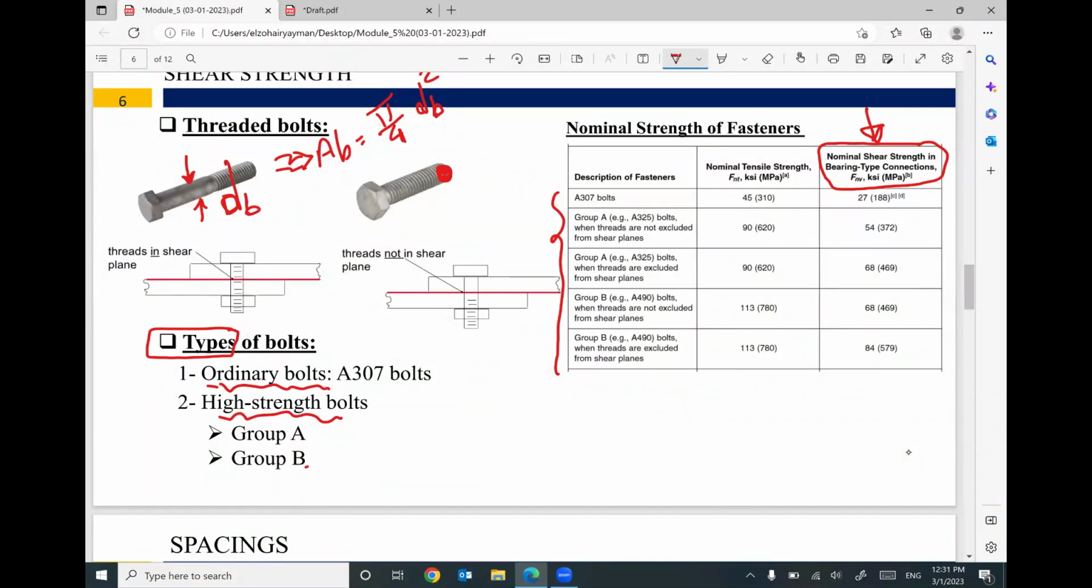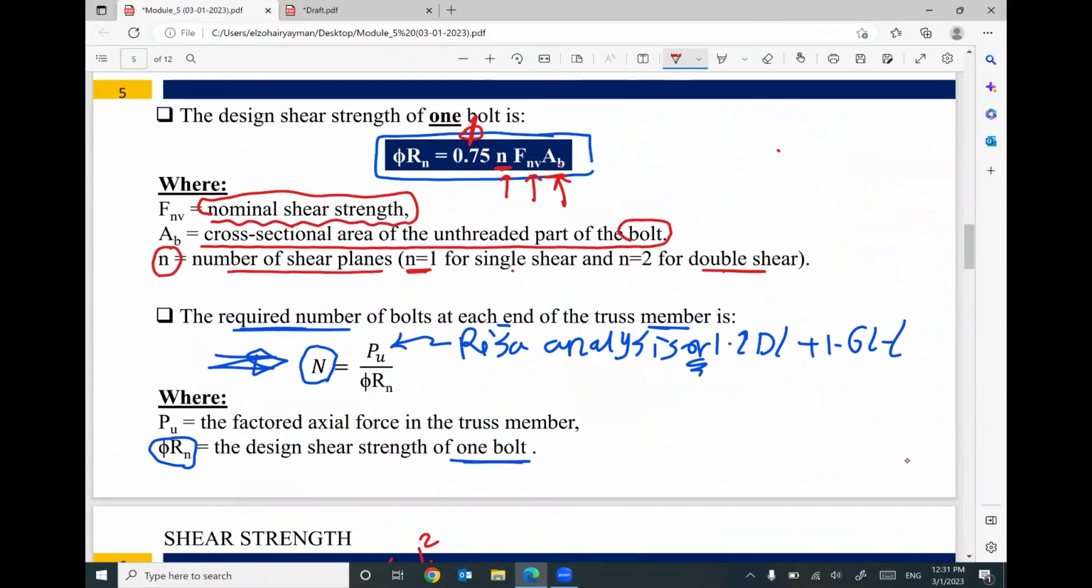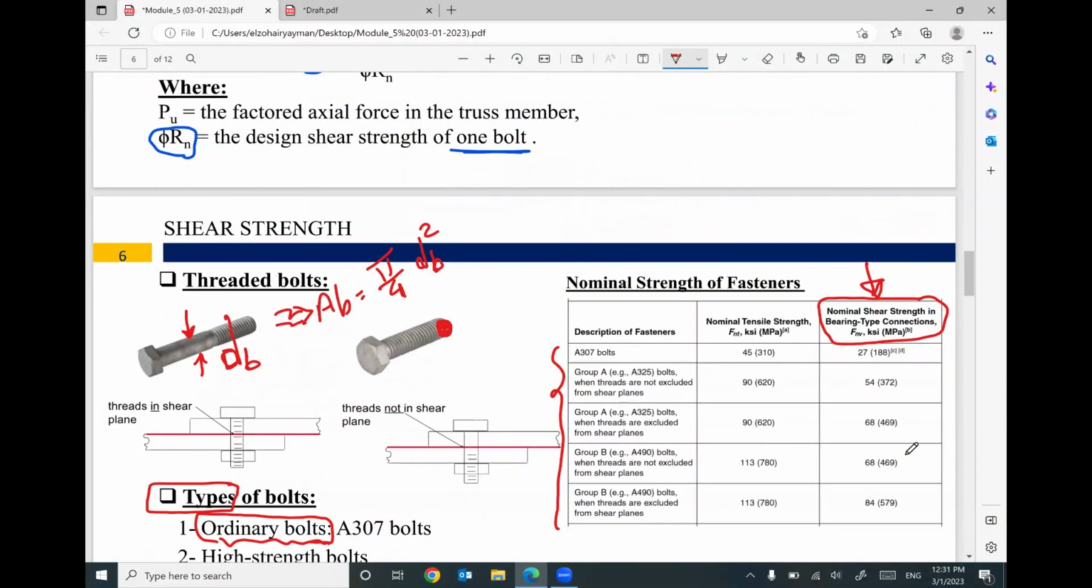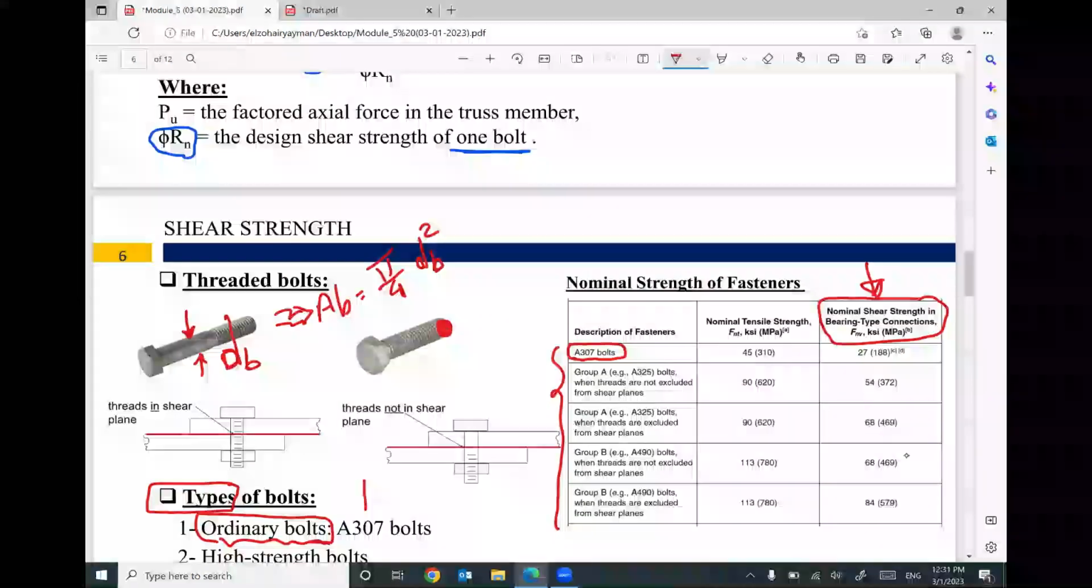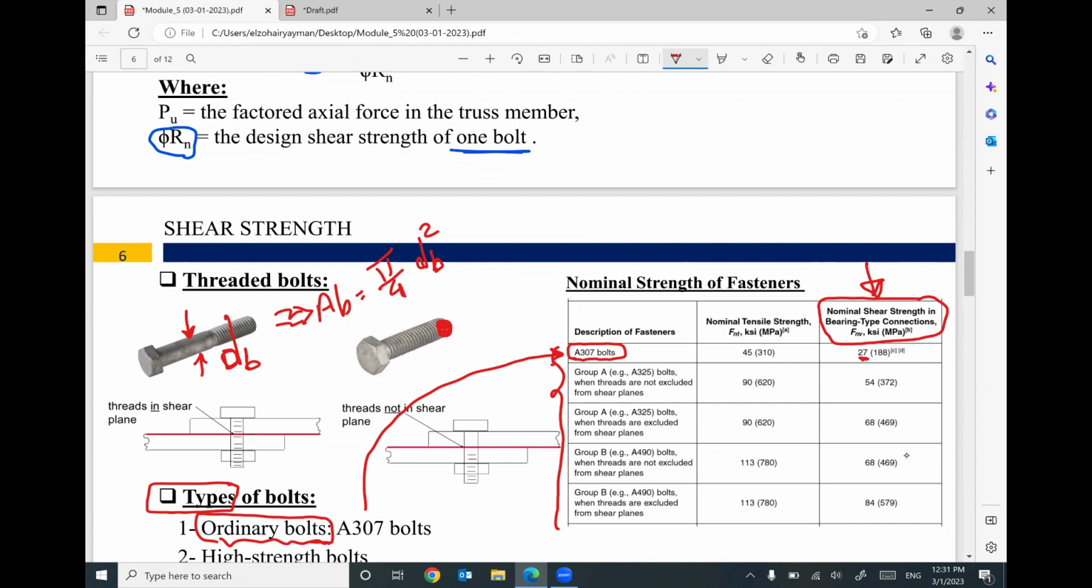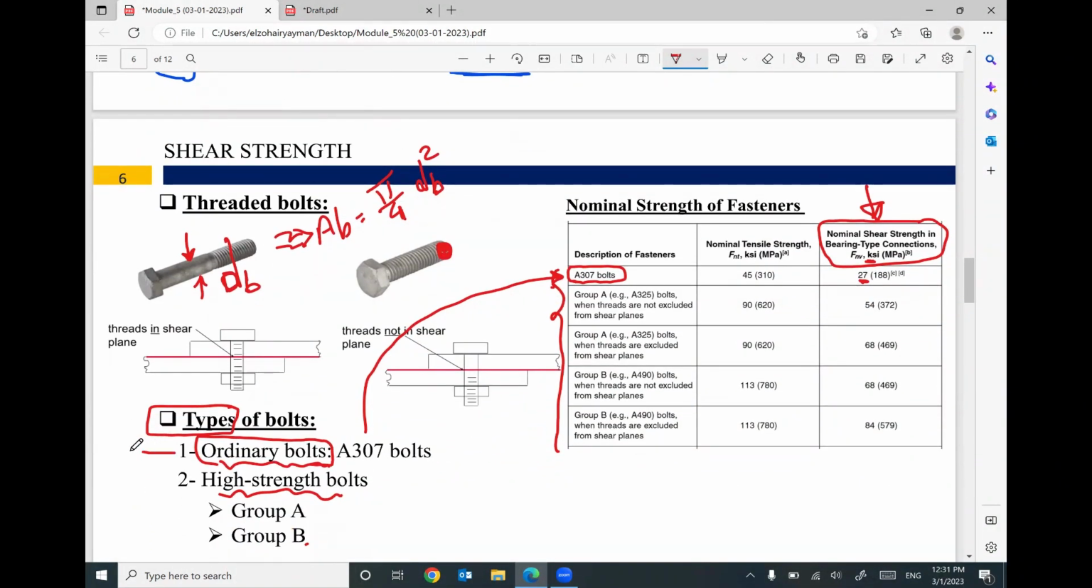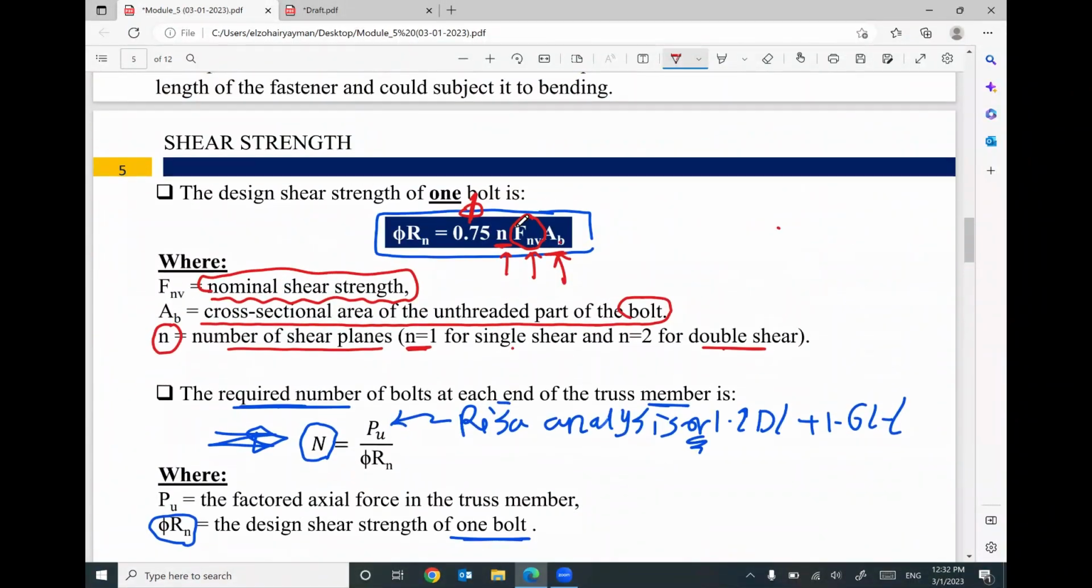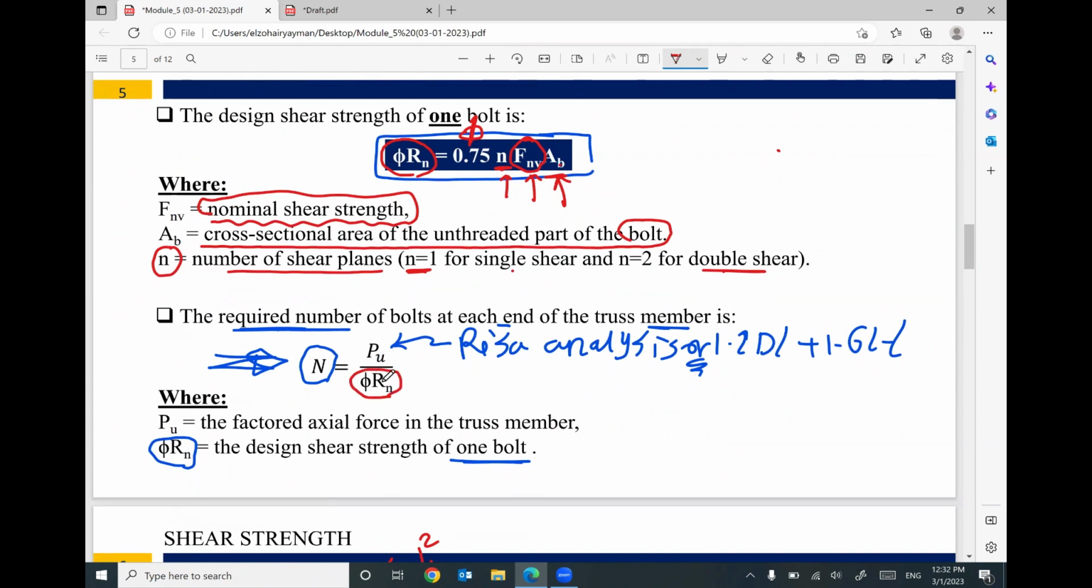For example, if you decided that your bolt is an ordinary bolt, that means the value of Fnv, which is this one, for A307 bolts, this type of bolts, will be 27 ksi. So if you decided on ordinary A307 bolts, your value of Fnv will be 27. I will put 27 here, and then N, how many shear planes, 1 or 2, and area bolt, the cross-section area of the bolt, multiply them together by 0.75. That means I can figure out the value of phi Rn. Put your value in as the denominator, divide P ultimate by this denominator, and you can figure out how many bolts you need.